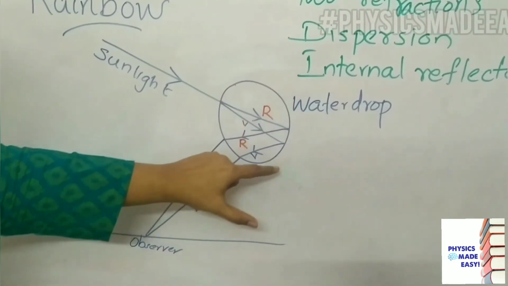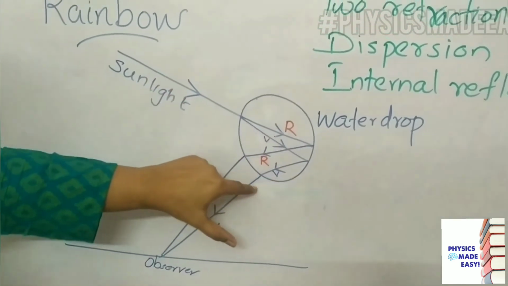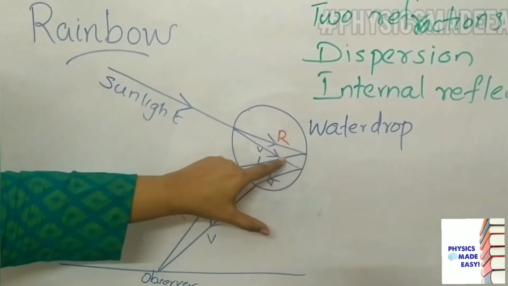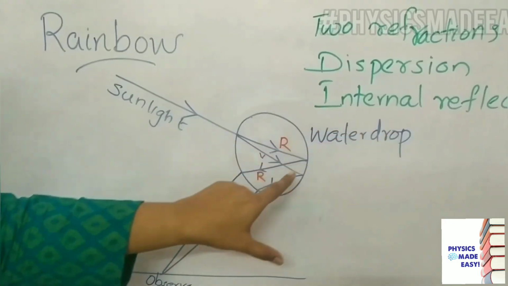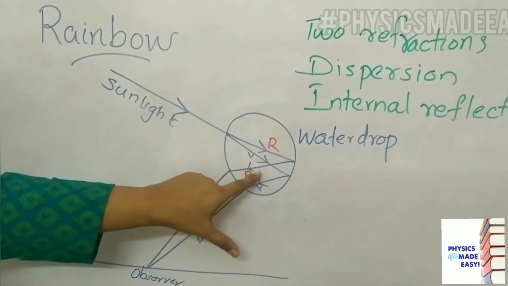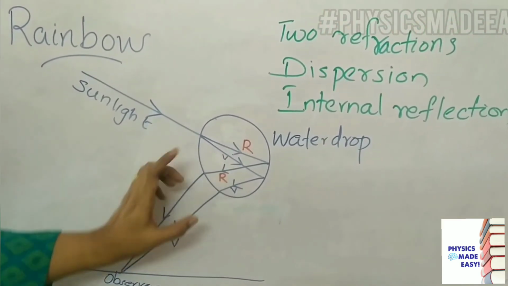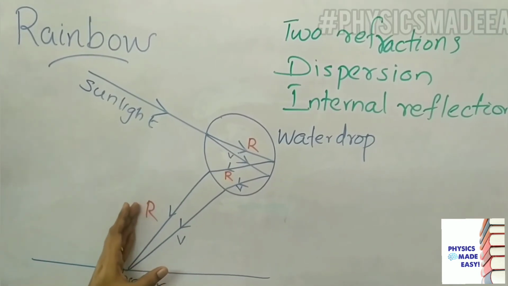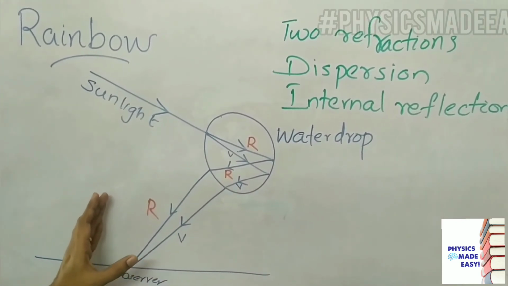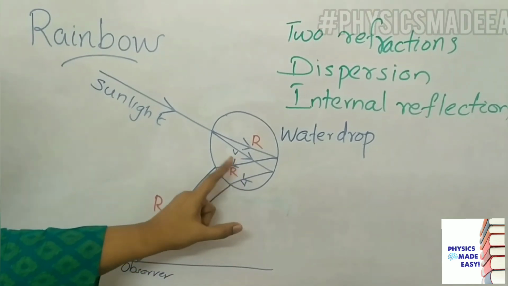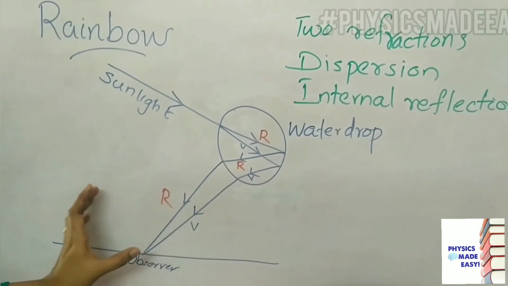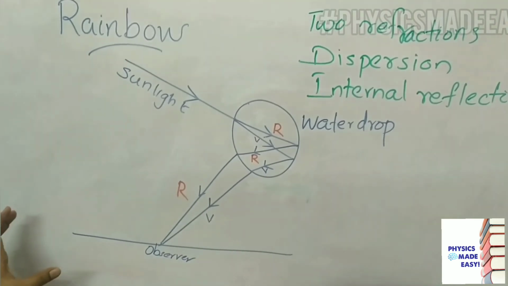Then this is circular in shape. That's why the ray will reflect from the surface. Here you can see internal reflection. Internal reflection will be there for each color. Then the ray will come out from the water drop. That means again refraction, water to air. At last you can see a band of colors there.